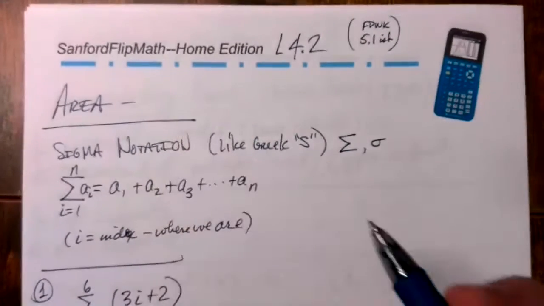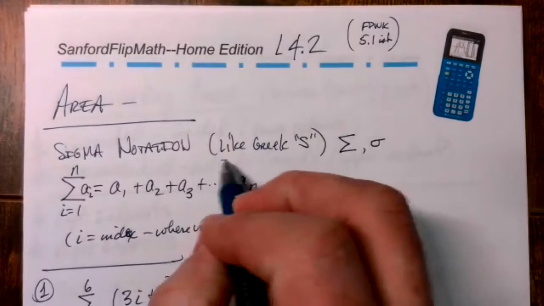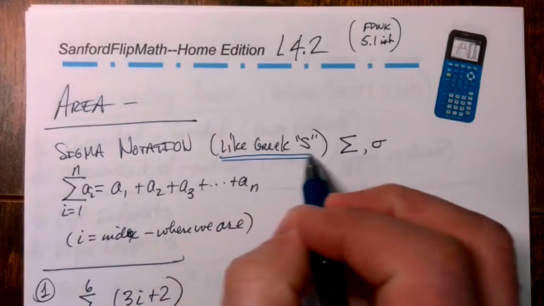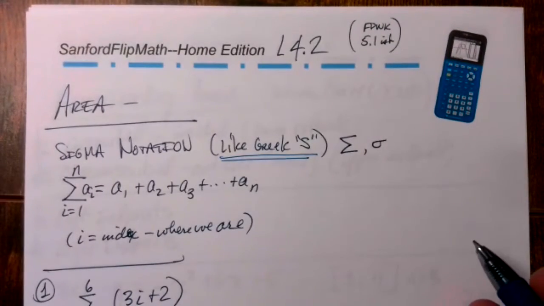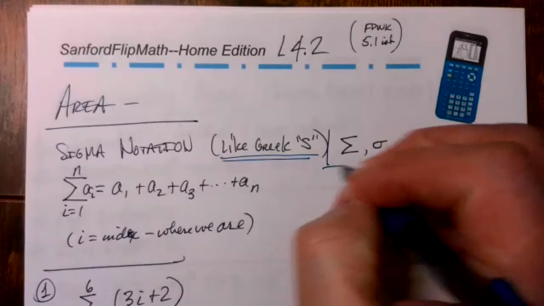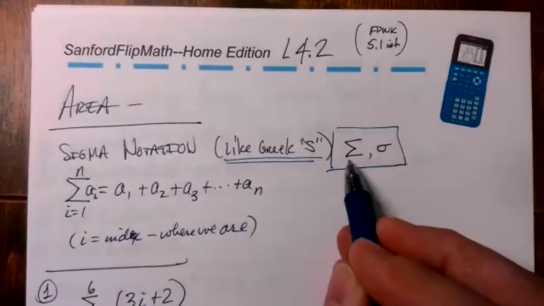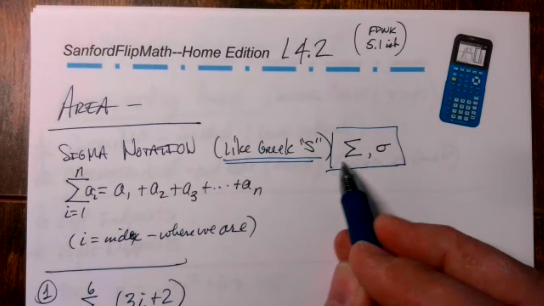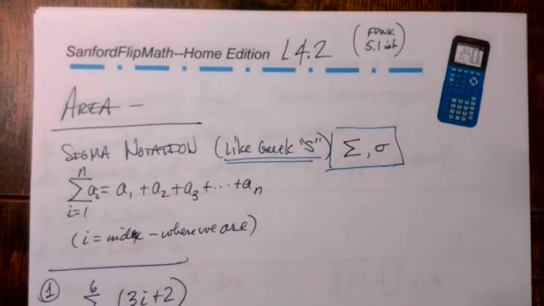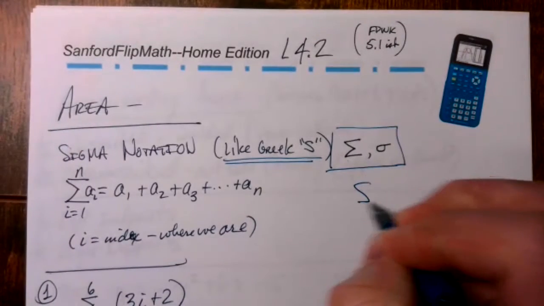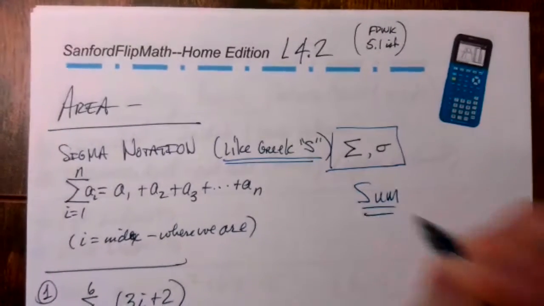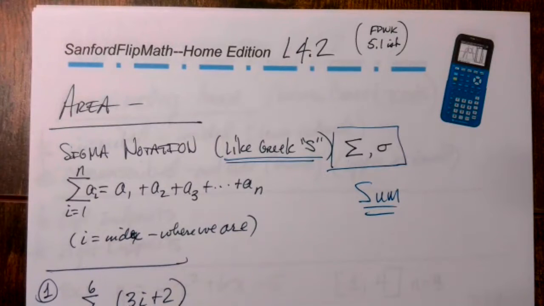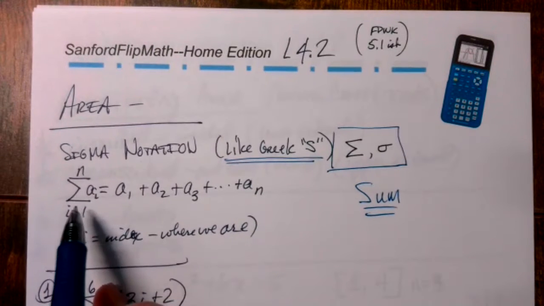Sigma notation comes from the Greek letter sigma, which is like our English S. It doesn't look like an S, it looks more like an E. So this is the capital sigma, this is the lowercase sigma. We're going to focus on this guy right here, the capital version. And it just means sum. In other words, add up. So we get some fancy stuff to go with it.